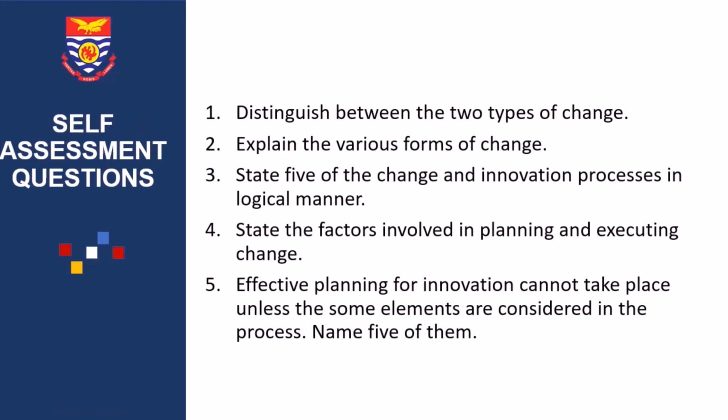Self-help question. 1. Distinguish between the two types of change. 2. Explain the various forms of change. 3. State 5 of the change and innovation processes in a logical manner. And 4. State the factors involved in planning and executing change. And finally, effective planning for innovation cannot take place unless some elements are considered in the process. Name 5 of them.